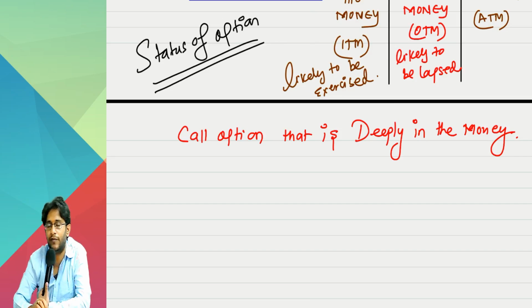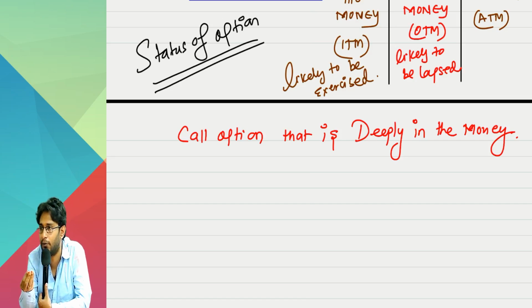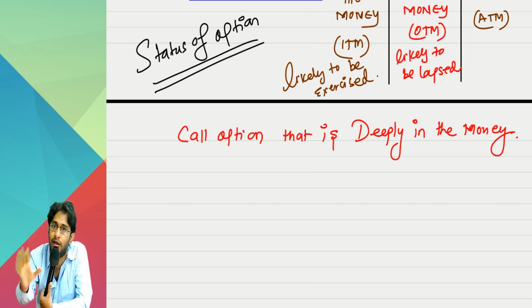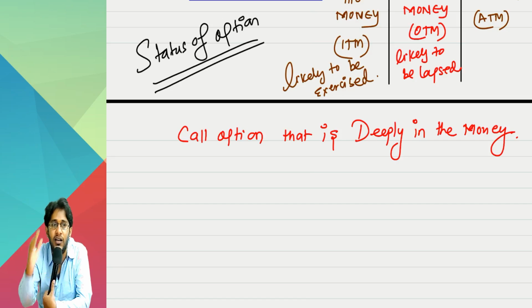Similarly, what is the meaning of deeply out of the money? Out of the money means likely to be lapsed. Deeply out of the money, highly likely that it will be lapsed. The chance of exercise is almost zero. I understand, sir. This terminology is there in Ind AS.